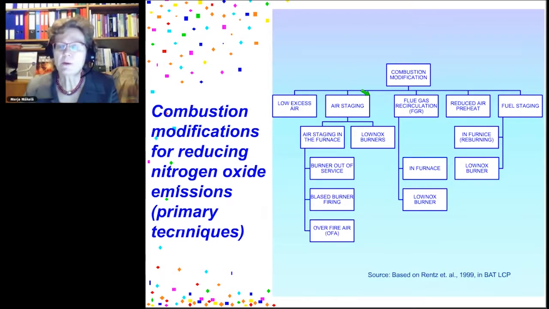The third method uses flue gas recirculation, and it can be used both in the furnace and in LowNOx burners. The fourth method uses reduced air preheating, and the fifth method, fuel staging, can also be applied in the furnace itself or in LowNOx burners. I come to some more details in the next slides.